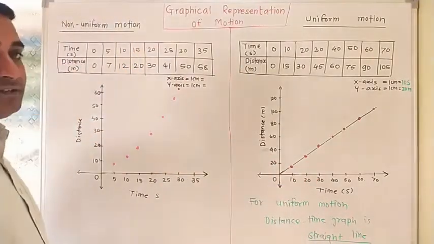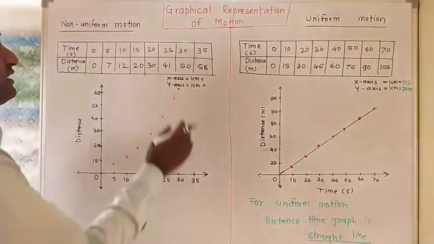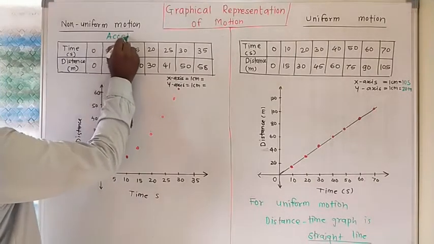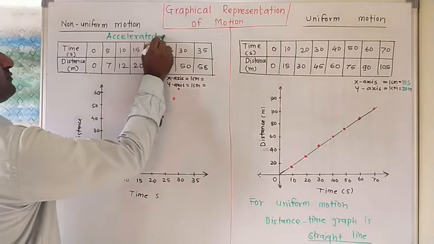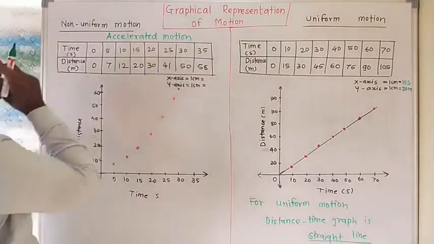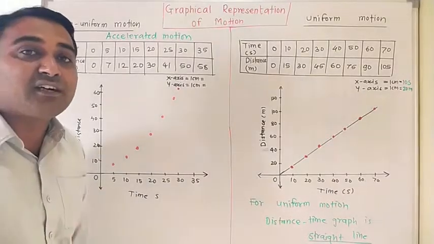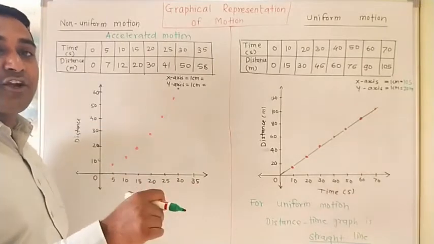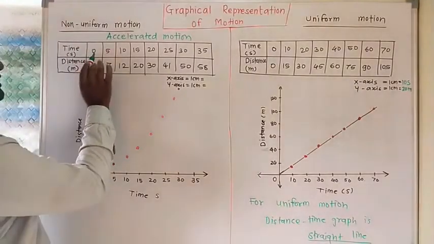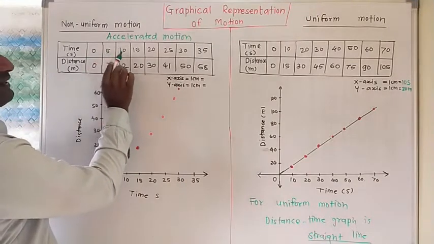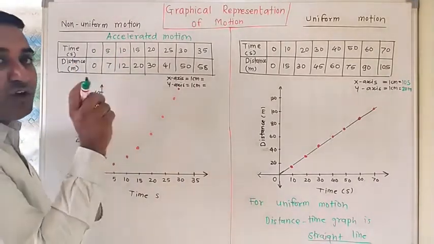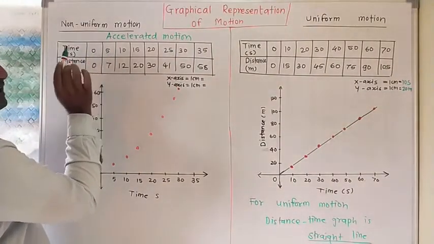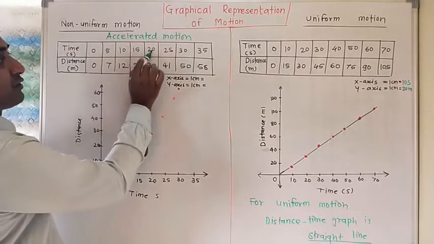Come to the next point. Here we had uniform motion, now non-uniform motion. Non-uniform motion is also called accelerated motion. What is accelerated motion? When an object does not cover equal distances in equal time intervals, that kind of motion is called non-uniform. See, the time interval is the same: 0 to 5, 5 to 10, 10 to 15. Between two consecutive terms there is a difference of 5 seconds: 5 minus 0 is 5, 10 minus 5 is 5, 15 minus 10 is 5, 20 minus 15 is 5.